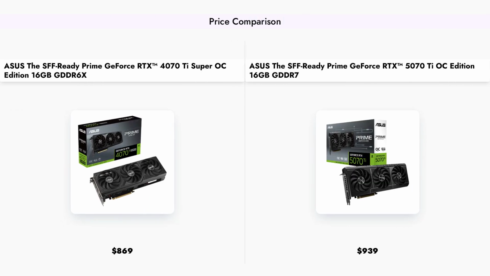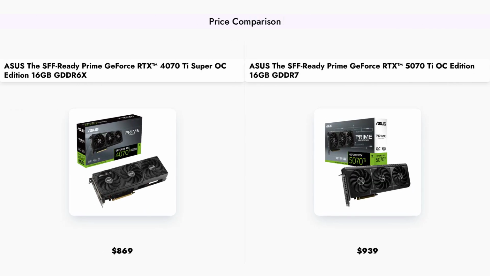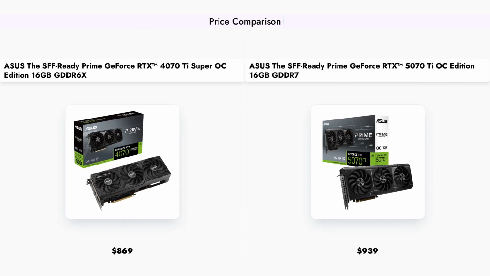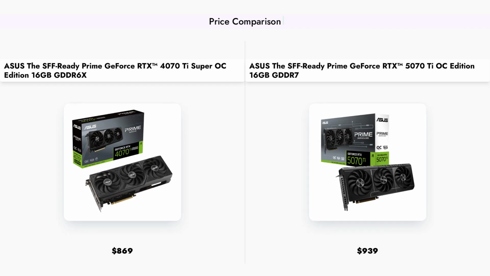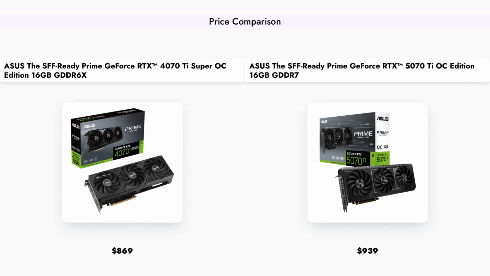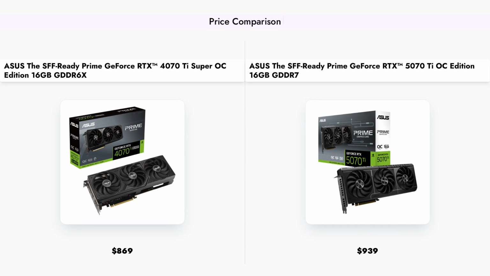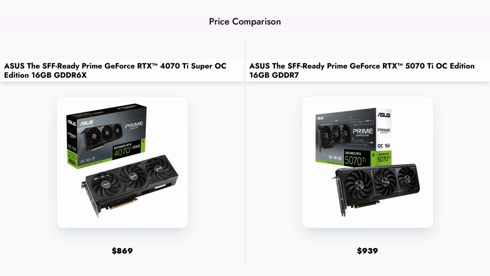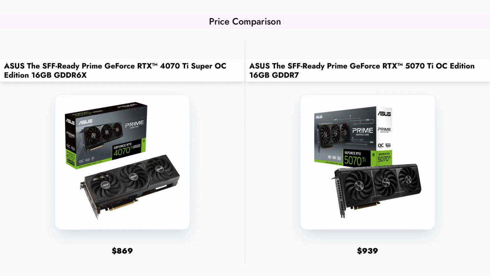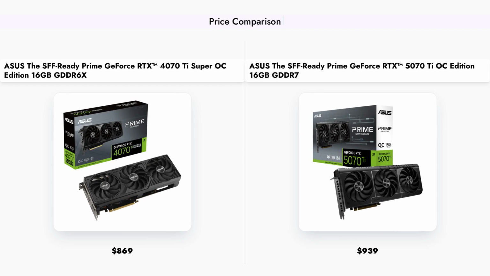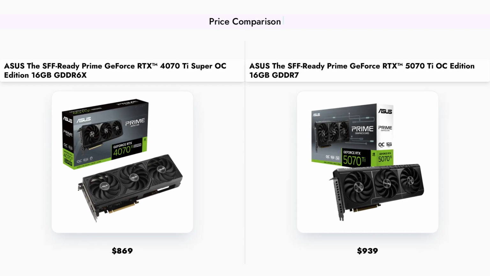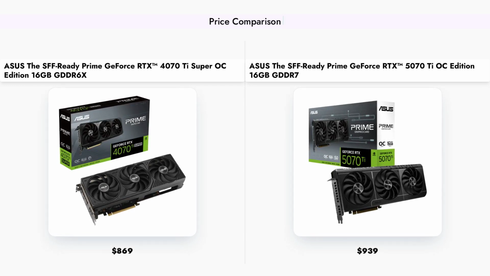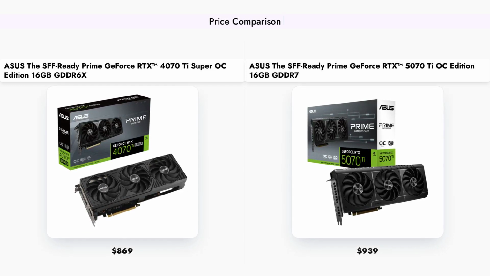Price is always a crucial factor when choosing a graphics card. The ASUS RTX 4070 is priced at $869, making it a more budget-friendly option for gamers looking for high performance without breaking the bank. In contrast, the RTX 5070 comes with a higher price tag of $939, reflecting its advanced features and improved performance. Depending on your budget and performance needs, this price difference may influence your decision.